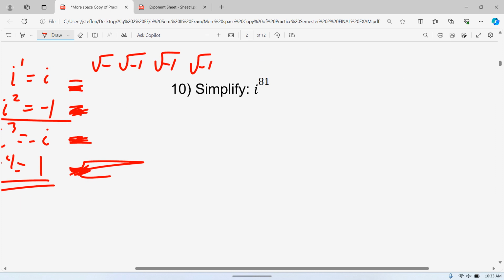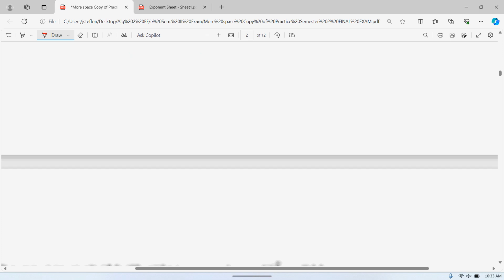The closest I can get to 81 that's divisible by 4 is 80. 80 times I to the first. I to the 80 is 1, I to the first is just I, so this one ends up being I. You never have any exponents with I because it's all taken care of in these last ones.